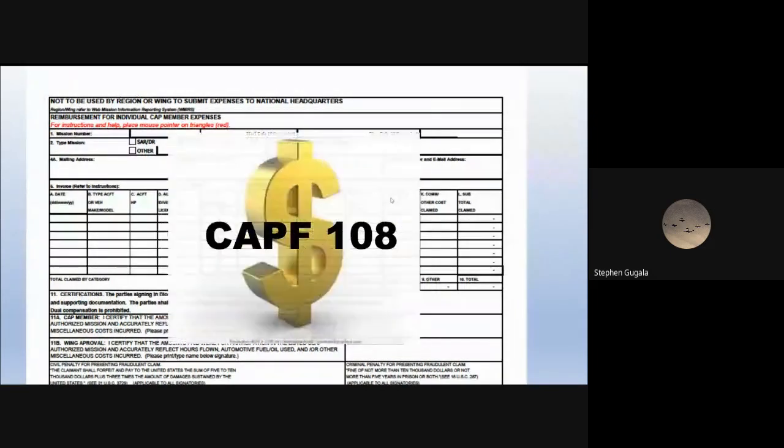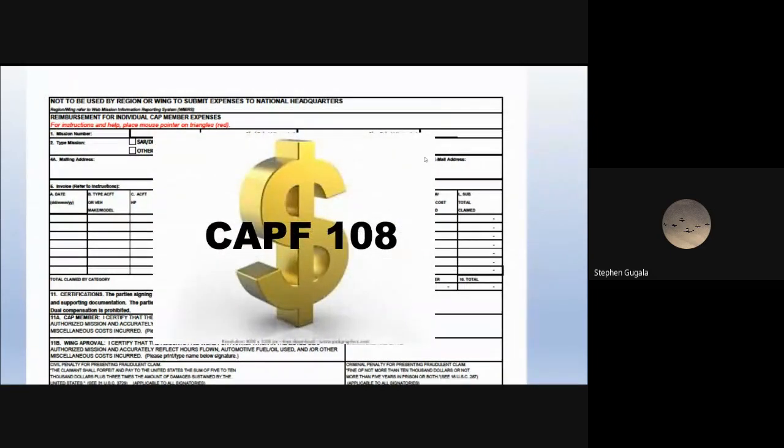CAP Form 108. CAP Form 108 is the form you fill out to get reimbursed. Now, what you get reimbursed for and how much and for what mission you're on is subject to the operation that you're on. We're not going to drill into that too much right now. Just know that CAP Form 108 is what you fill out to get your money back.